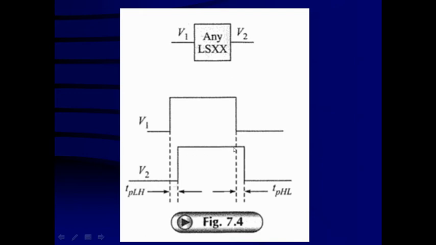Similarly, when the input is changing from high to low, on the next, negative transition, the circuit responds and the output also changes from high to low, but not at the same time. It is delayed after a certain time, and that time is also known as the propagation delay time, designated as TPHL. TPHL means the propagation time when the output is swinging from high to low level.